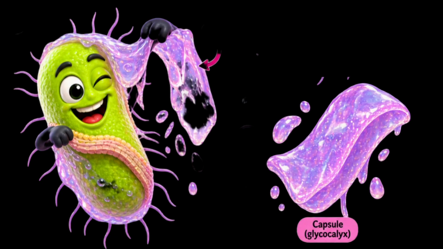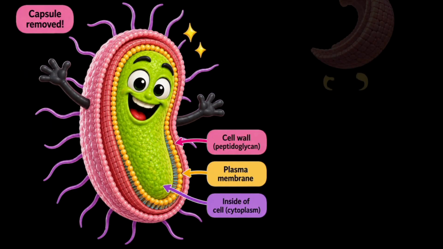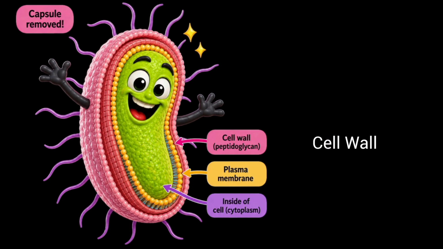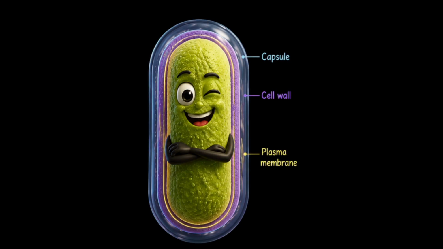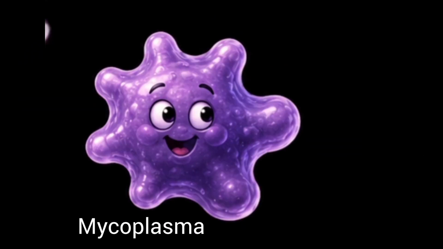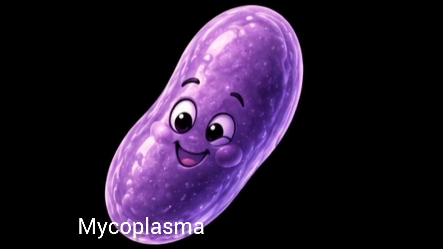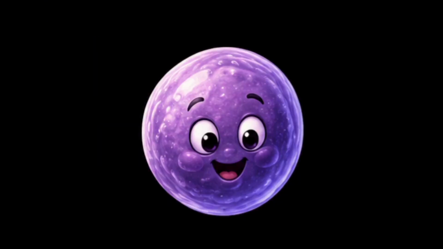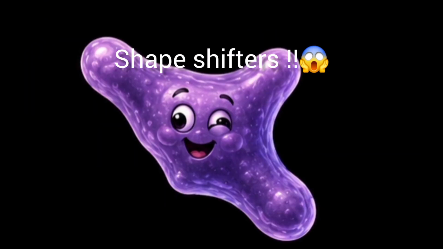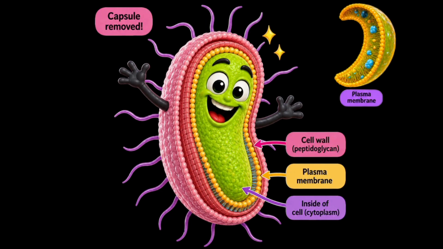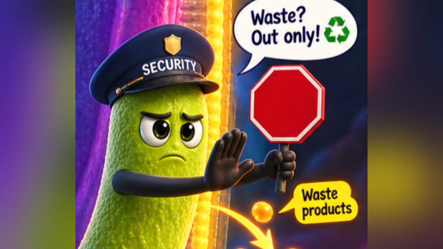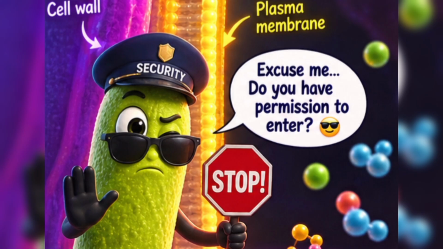Inner to the glycocalyx lies the cell wall. It's made of peptidoglycan, also called murein. It gives protection and shape to the bacterial cell. And then there is Mycoplasma. It does not have a cell wall, so it does not have a definite shape. Ooh, literally shapeshifter. And inner to the cell wall lies the plasma membrane. It is similar to that of eukaryotic cell. It is selectively permeable and decides what enters and exits the cell.